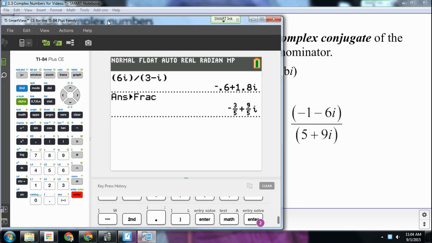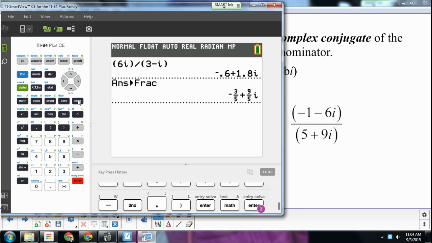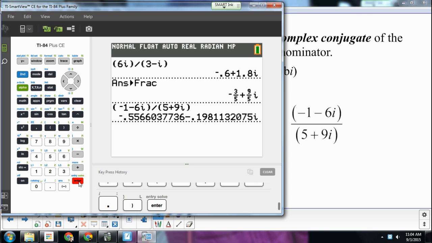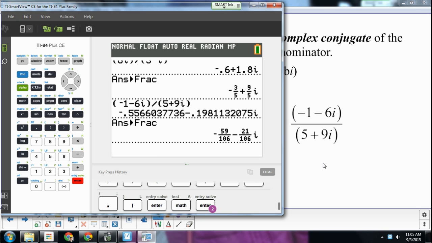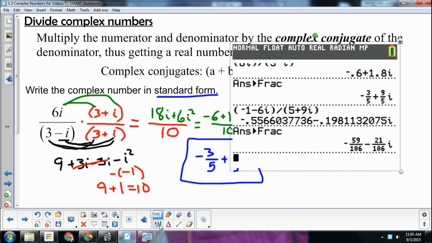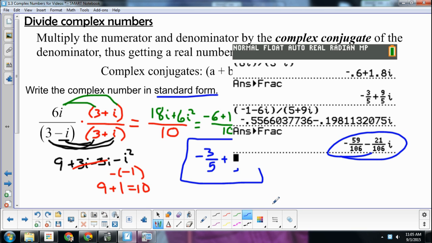Fantastic. So for the second one, I won't even bother writing that one out because it's a little bit difficult, a lot of work. We'll just type it in and see what we get here. Negative 1 minus 6i. Again, entire numerator in parentheses. This is a key. Divided by the entire denominator in parentheses. 5 plus 9i. Close those parentheses. Hit enter. Wow, it's an ugly looking set of decimals. But remember, math, enter, enter, changes it into a fraction. Kind of a goofy looking fraction, but hey, one that we'll write down and say, yes, this is our answer right here. Fantastic.